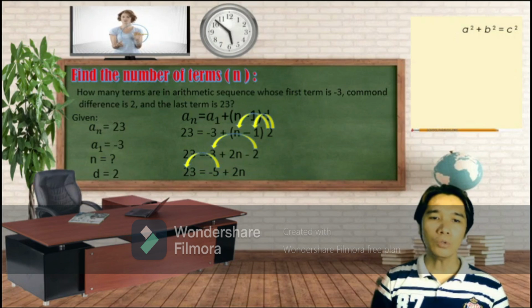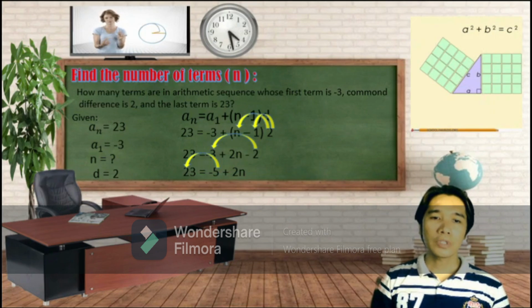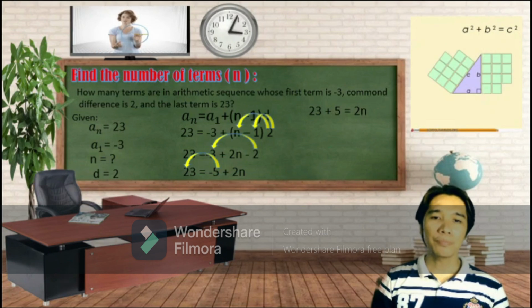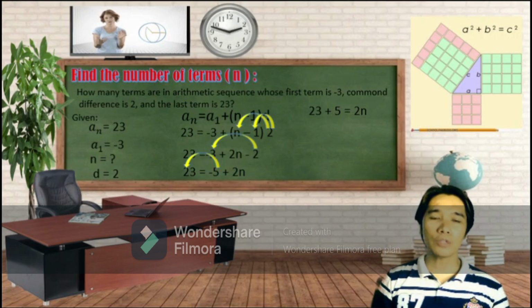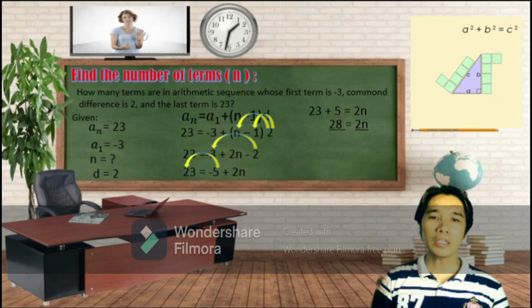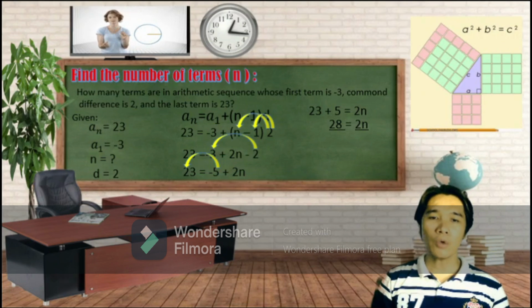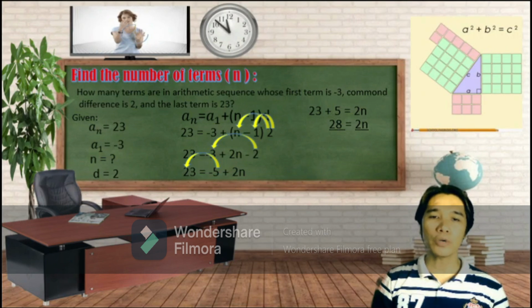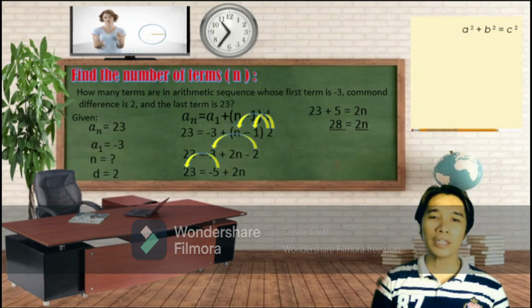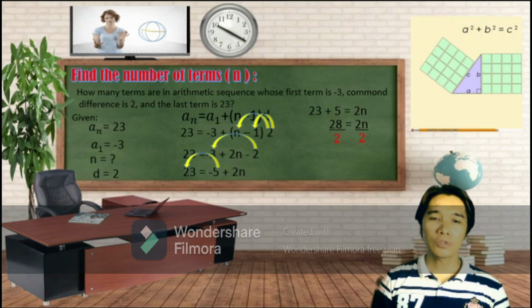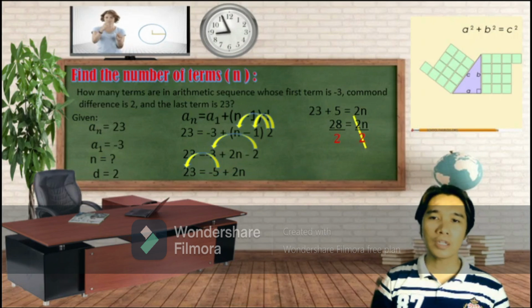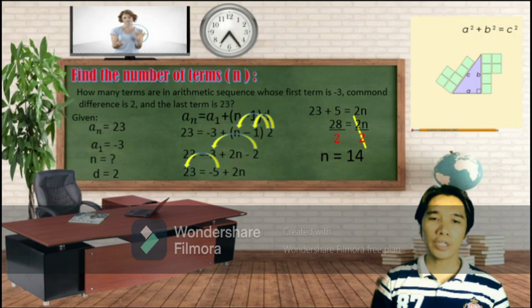Then we are going to transpose negative 5 to the other side of the equation. So we have 23 plus 5 is equal to 2n. So we can now combine 23 plus 5. So we have 28 is equal to 2n. Now we are going to cancel 2 so that n will remain because we are looking for the value of n. So by dividing both sides of the equation by 2, 28 divided by 2 is equal to 2n divided by 2. So cancel 2. So we have now n is equal to 14.